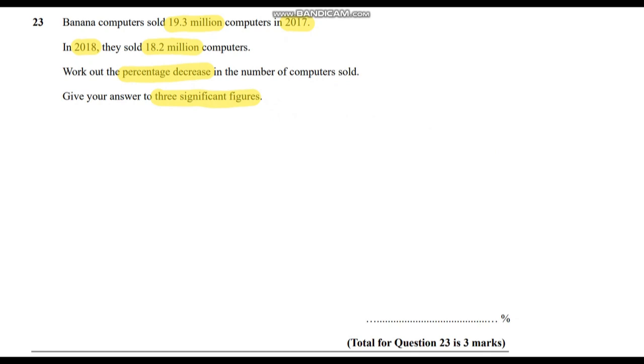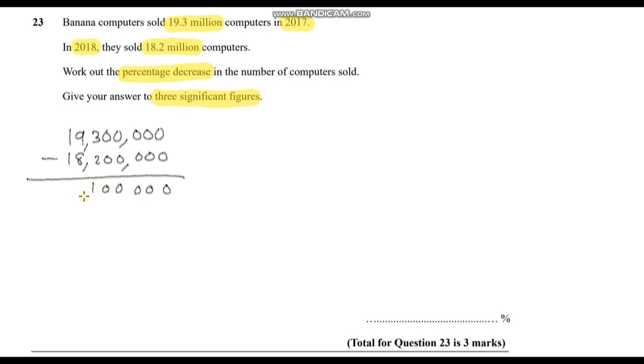So let's first of all work out what the decrease was as a number. So how many computers less did they sell in 2018 compared with 2017? So we just need to do 19.3 million, so it's going to be 19,300,000. Take away 18,200,000. So this will be the number of computers less they sold. So let's just work out what that is. So we've got a 1 here, 1 here, that's a 0. So 1,100,000. Okay, so that's how many less computers were sold.